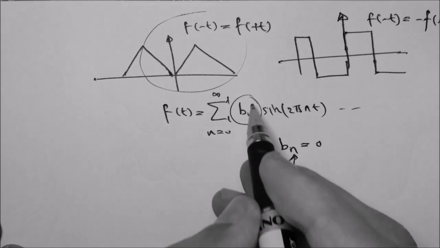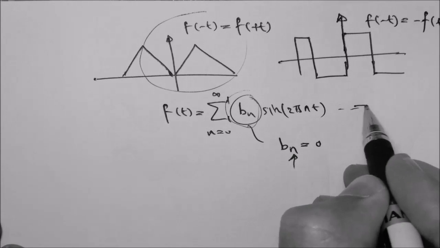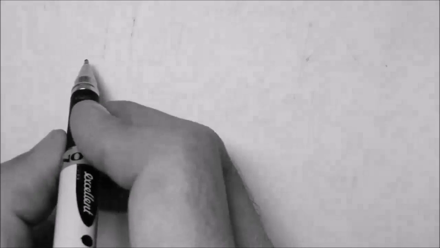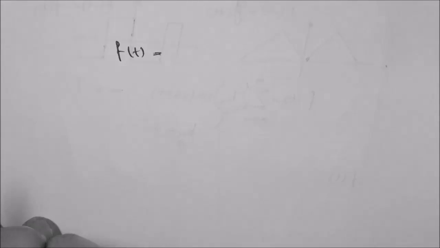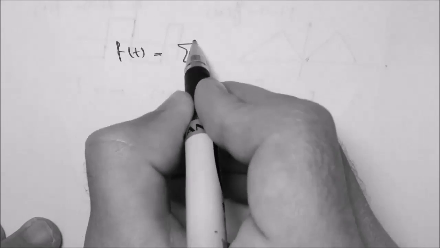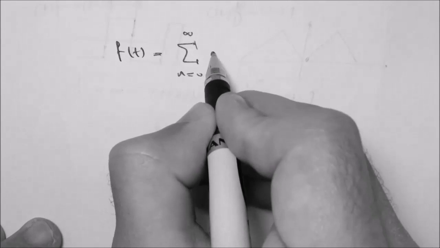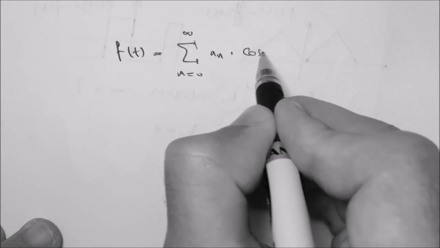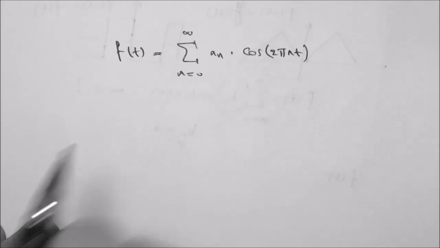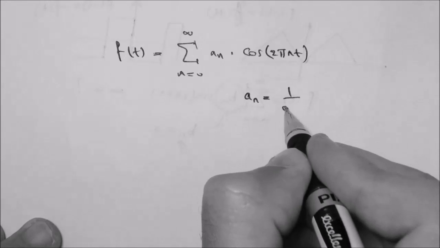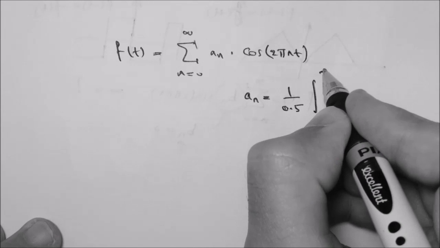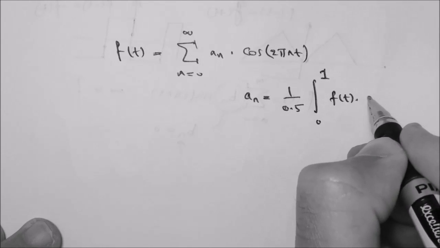So what does that mean? If all these bn's are 0, this means that f of t equals 0. Actually, the triangular even function doesn't have any sinusoidal component. Instead, it has cosinusoid components. So when you say f of t, we mean the triangular even function equals summation from n equals 0 to infinity for an times cosine 2 pi nt. It has cosinusoid components. An can be found similarly by 1 over 0.5 integrating from 0 to 1 of f of t times cosine 2 pi nt dt.